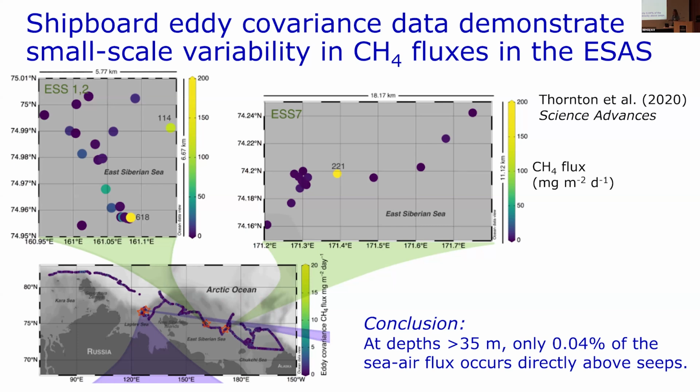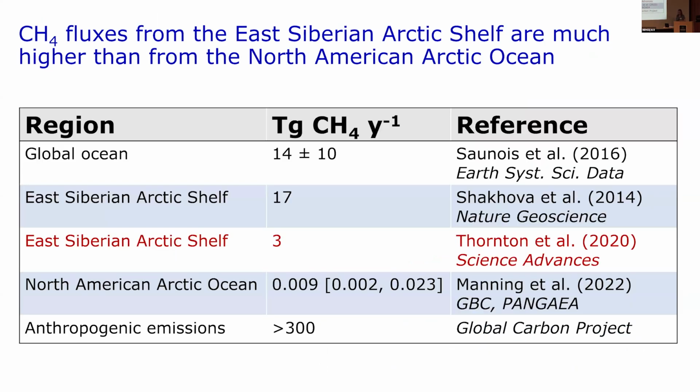Now, Shakova was sampling mainly in shallower depths, so that may be one of the reasons for the difference. But at least at 35 meters and above, the conclusion is that not much of that seep-derived methane is making it to the atmosphere. And because they're very constrained, they're not really contributing too much to the flux. So they still did calculate a relatively high flux from the East Siberian Arctic Shelf in this study of 3 teragrams of methane compared to 17 from Shakova, so it's lower than Shakova, but still much higher than we've calculated for the North American Arctic Ocean.